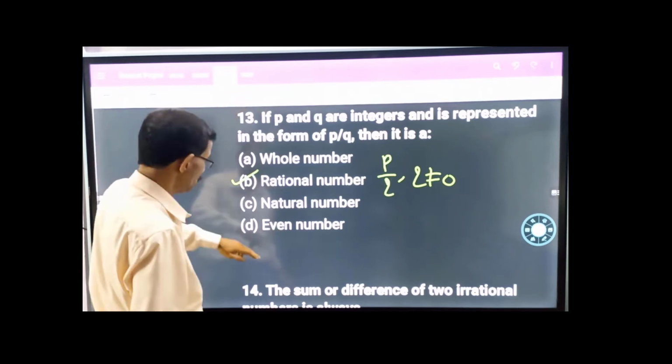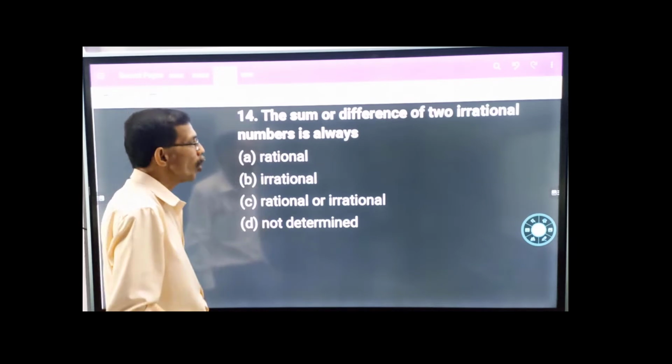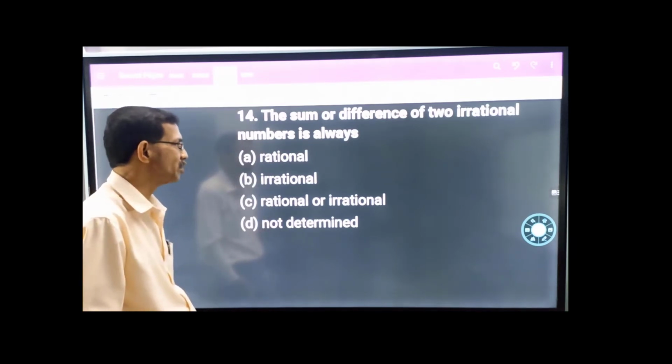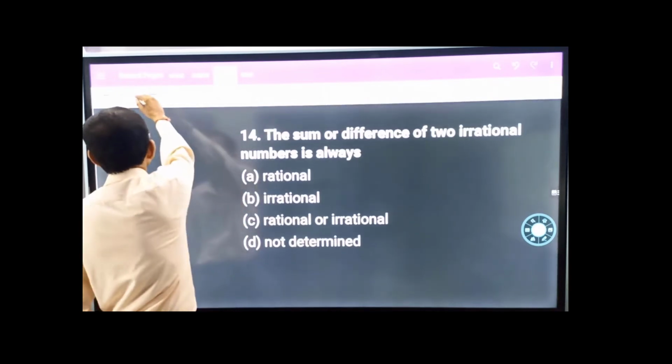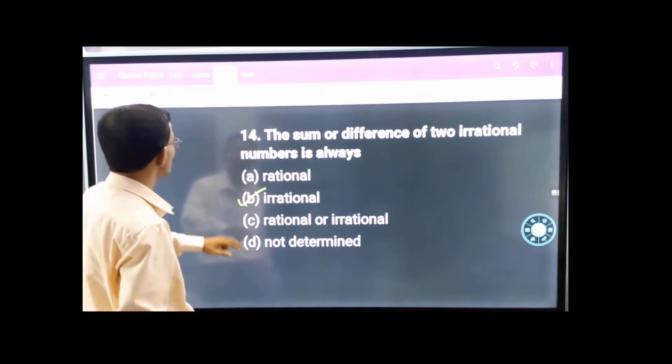Next question, question number 14. The sum or difference of two irrational numbers is always, again, it is irrational number. And the correct answer is option B. It is irrational number.